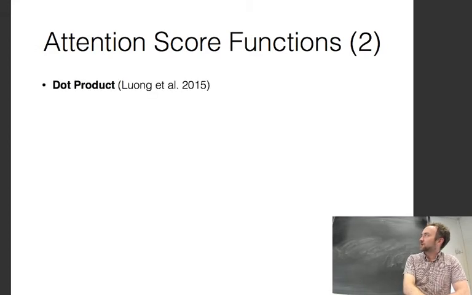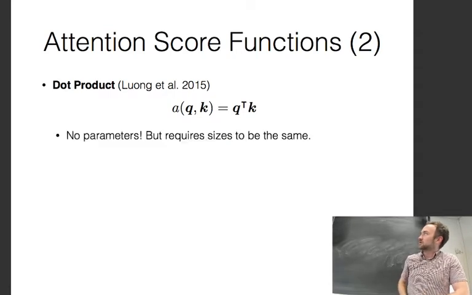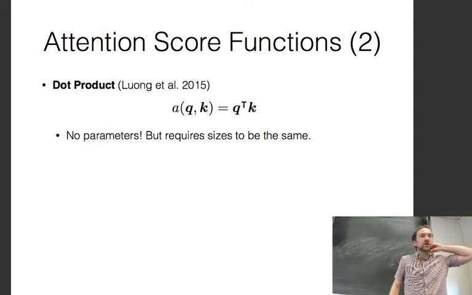Then another one is the dot product, where we simply take the dot product of these two. This has no parameters, which is a good thing, especially if we're training with very few data. But it also requires the sizes of the vectors Q and K to be the same, which means we have to restrict our models so that this is the case. My personal experience is that this works pretty well when you have small data, but as you get to larger data or larger networks, it doesn't do as well as the multi-layer perceptron method.